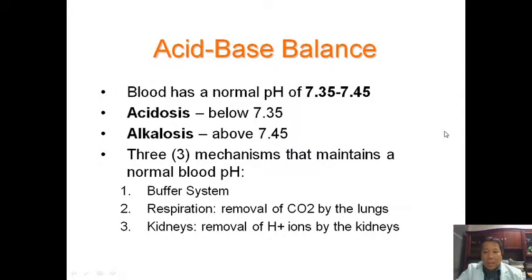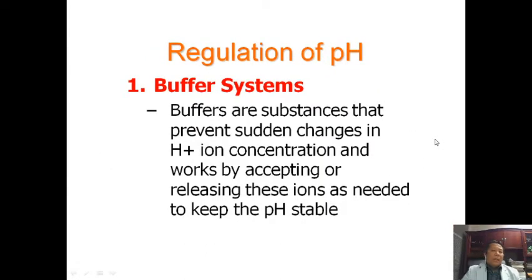Remember, hydrogen ions and blood pH are inversely related. More hydrogen ions, lower blood pH. Fewer hydrogen ions, the higher the pH will be. So, there are certain mechanisms of the body that can help regulate the blood pH, for example, the buffer system.